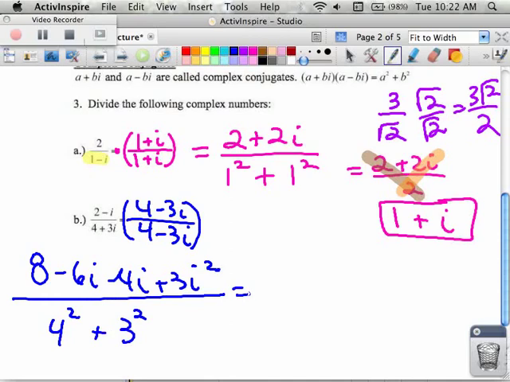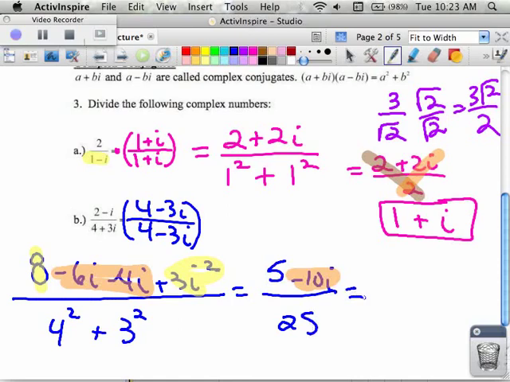In the numerator, I see that I have a negative 6i and a negative 4i. That's a total of negative 10i. And that came from the negative 6i and the negative 4i. But the other part is the 8 and the 3i squared. We know that i squared is the same as negative 1, which means that positive 3 now becomes negative 3. Negative 3 and 8 is really the same as positive 5. On the bottom, I have 16 plus 9, which is the same as 25.